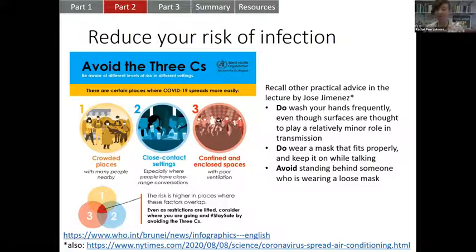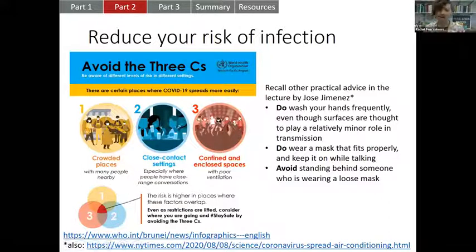And also recall the other really great practical advice that, for example, Jose Jimenez gave in his recent lecture. Even though surface-based transmission seems to be playing a relatively minor role in community spread in this pandemic, do continue to wash your hands frequently, because it's not a zero probability of spread. Do wear a mask that fits properly. Keep it on while you're talking. And I really like the advice that Jose Jimenez gave, that if you see somebody with a loose mask on, don't stand behind them. If anything, stand in front of them. So really, think like the virus.